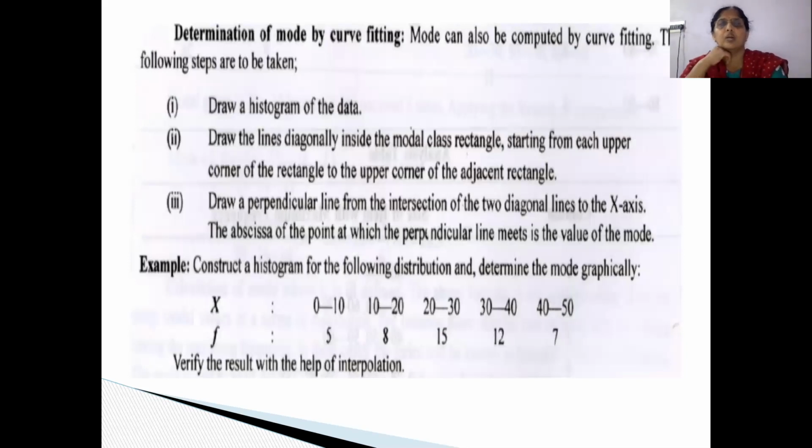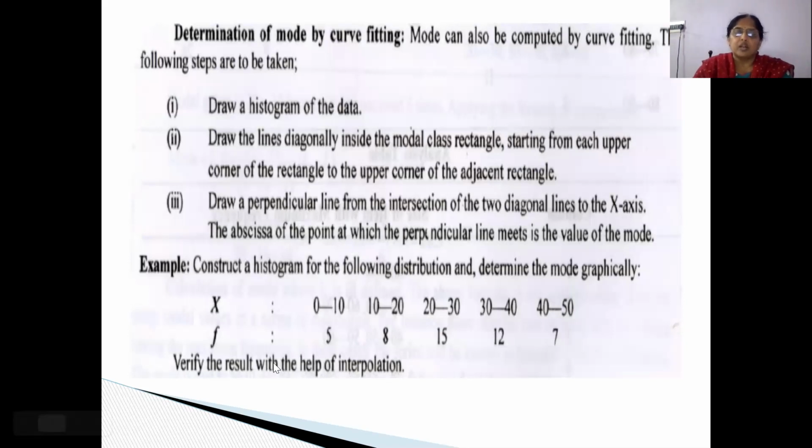Determine the mode by curve fitting. Mode can also be computed by curve fitting. That is nothing but the frequency polygon, frequency curve. By curve fitting we can calculate the mode. How? With drawing a histogram, or without drawing. Usually, draw and verify the result with the help of interpolation. That means by working out the problem using the formula.